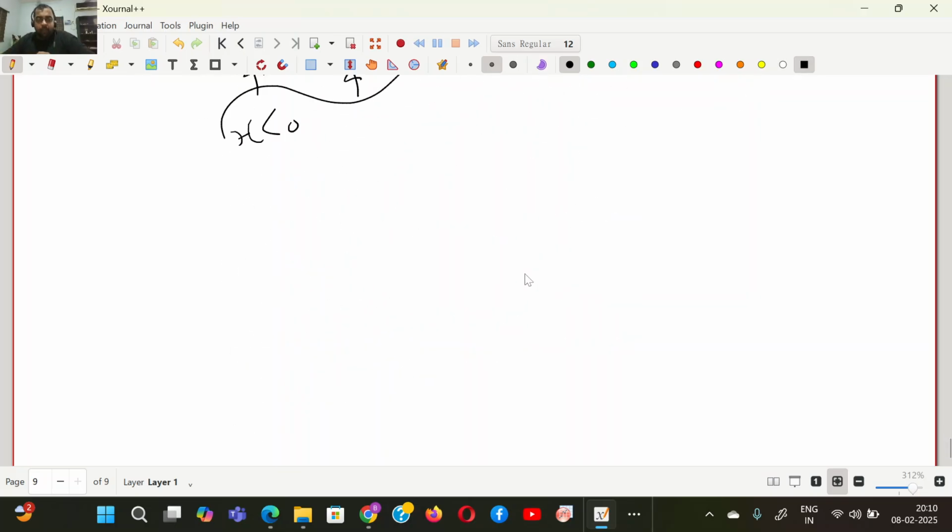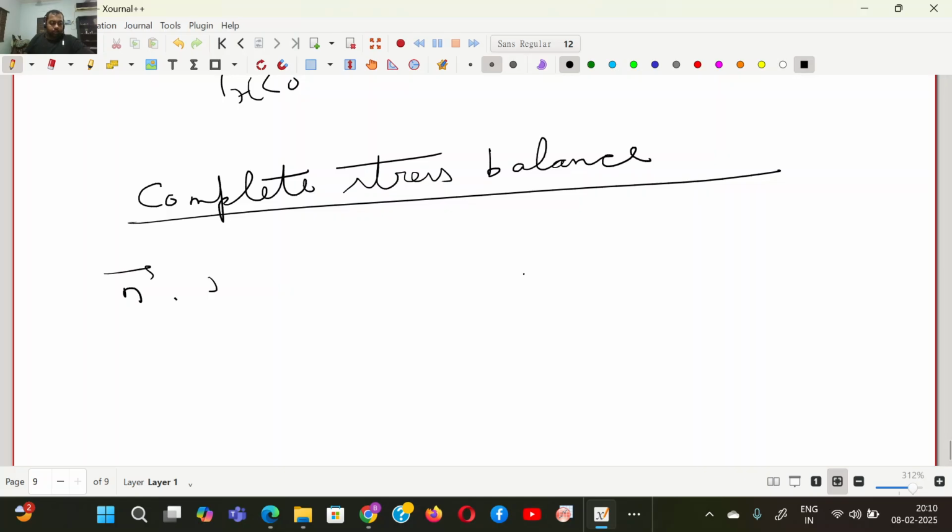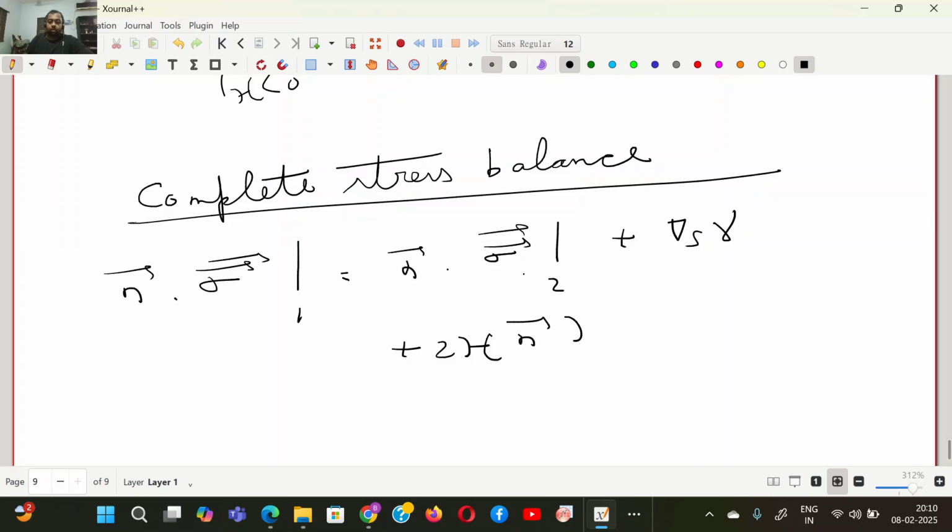Okay, so what's a complete stress balance? We'll again come back to the boundary condition. So the complete stress balance is just n dot sigma tensor. So it's a stress vector that we get at 1, equal to n dot sigma at 2, plus the surface gradient of the surface tension plus this curvature component. So this is the normal direction. And this will be the tangential direction.